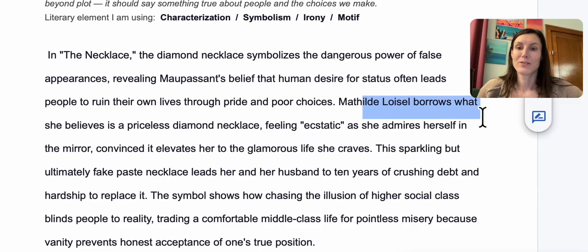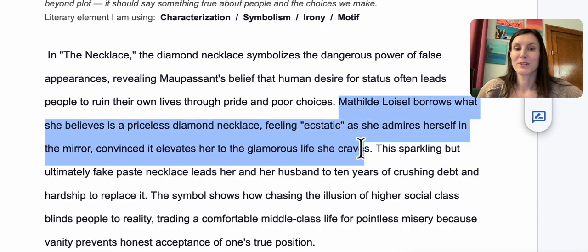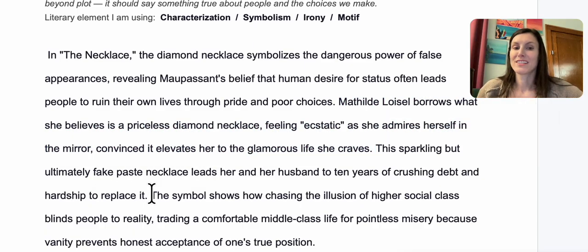Matilda Loisel borrows, so here's a bit of our summary there, what she believes is a priceless diamond necklace. Feeling ecstatic, she admires herself in the mirror, convinced it elevates her to the glamorous life she craves. This sparkling but ultimately fake paste necklace leads her and her husband to 10 years of crushing debt and hardship to replace it. The symbol shows how chasing the illusion of higher social class blinds people to reality, trading a comfortable middle-class life for pointless misery because vanity prevents honest acceptance of one's true position.